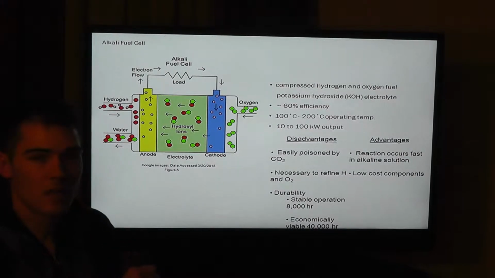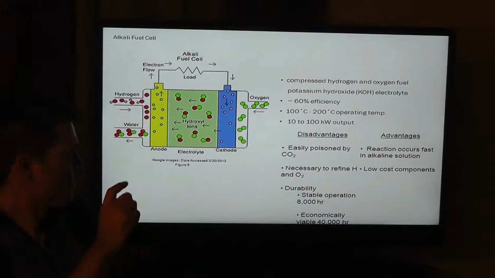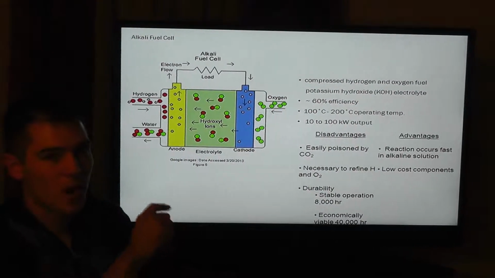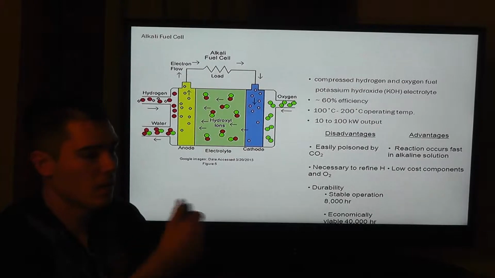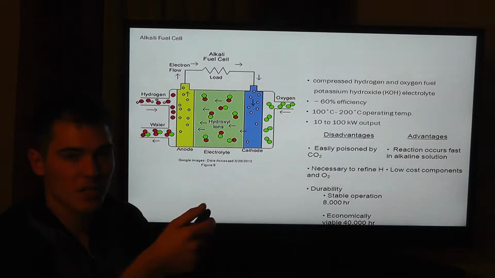It's also easily poisoned by CO2, and what that means is that the CO2 blocks the catalyst sites for the hydrogen molecule, so the chemical reaction doesn't occur.